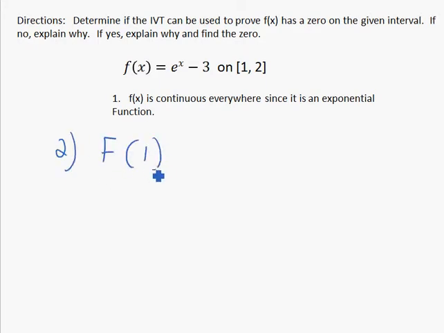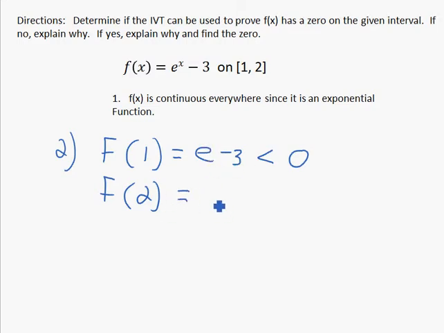So f of 1 is e to the 1 minus 3. Well, that's less than 0. And f of 1 is less than 0 because e is less than 3. e is 2.7 something, so it's less than 3.